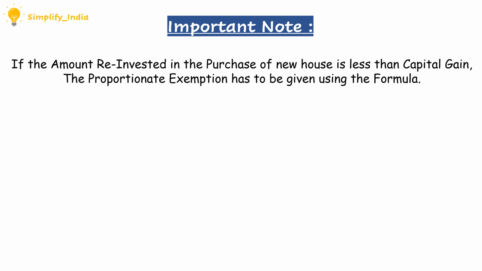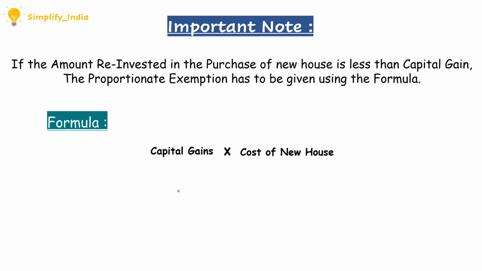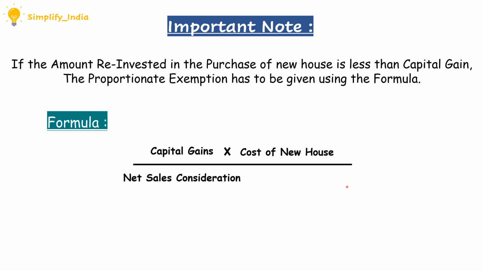If the amount reinvested in the purchase of a new house is less than the capital gain, then the proportionate exemption has to be given by using the formula. The formula is capital gains into cost of a new house divided by net sale consideration minus selling expenses.